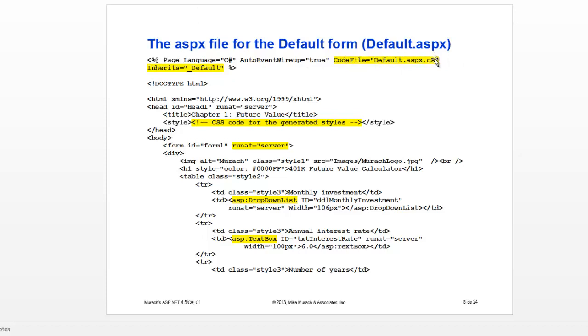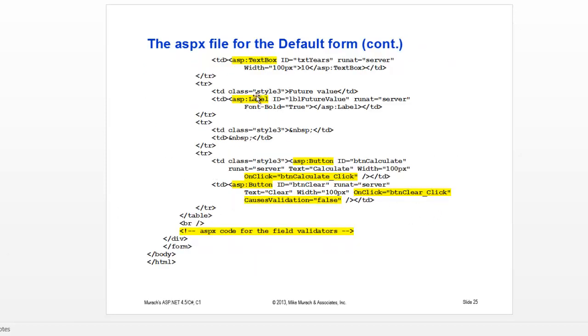This indicates the code behind file right here, and this code behind file is the file that will have the C#. Other things to notice is that for ASP you have to have run at server on the form. That indicates that the form will be processed at the server, and then each of these is a server control. So you have a drop-down list. Notice it's prepended with asp:DropDownList, has an ID, a width, a runat server directive, and other information. Same thing down here. You've got the text box and label right here, and the two buttons.